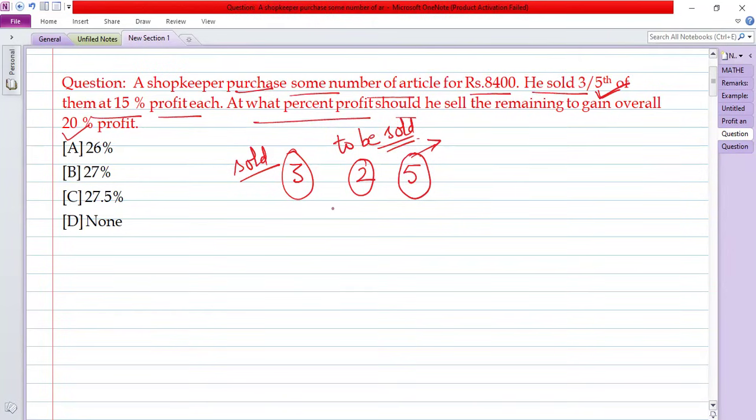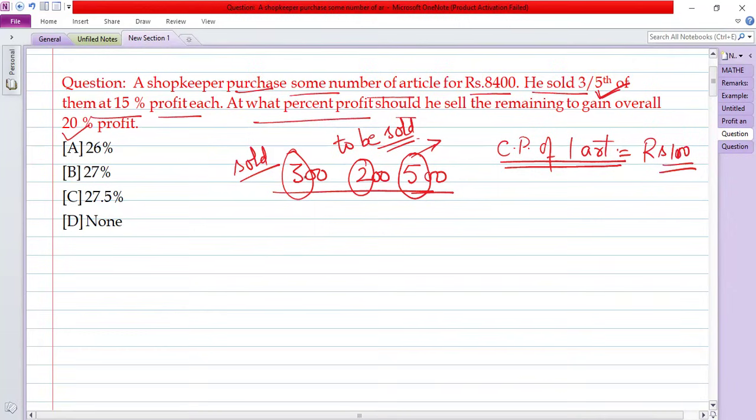So now this is the first step. Now we will multiply each number by 100. Why? Because here we assume that the cost price of each article, or one article, let it be rupees 100. So what will be the cost price of these three? 300.